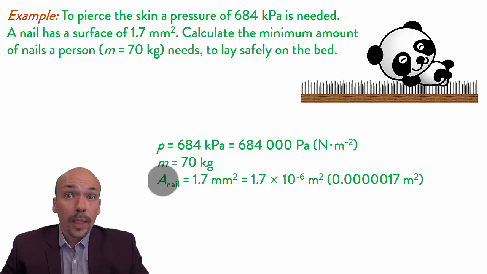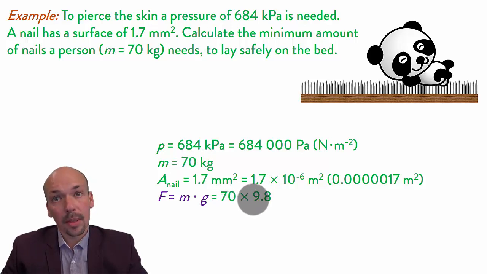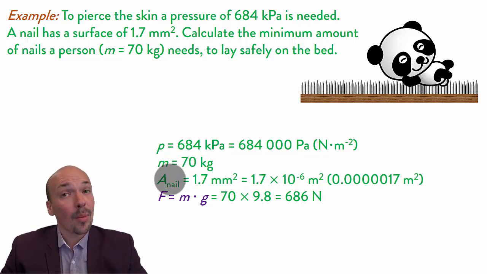That's the area of one nail, and we need to calculate how many nails we need. So we also need the force. The force is the mass times the gravitational constant. We have the mass, so we can do 70 times 9.8. So the force will be 686 newtons. So you have a pressure, you have an area, and you have a force. So you think you have everything, but this one is not the area we need to put in the equation, because this is the area of one nail, and we need to calculate how many nails you need.